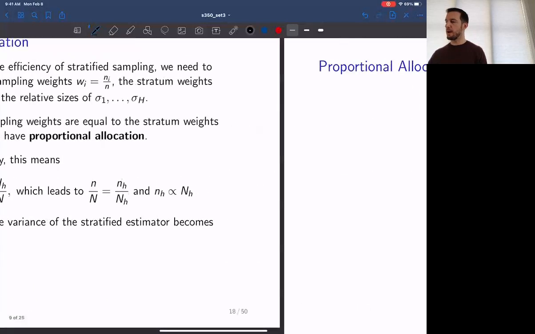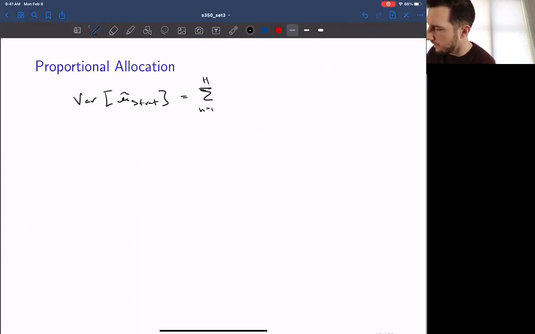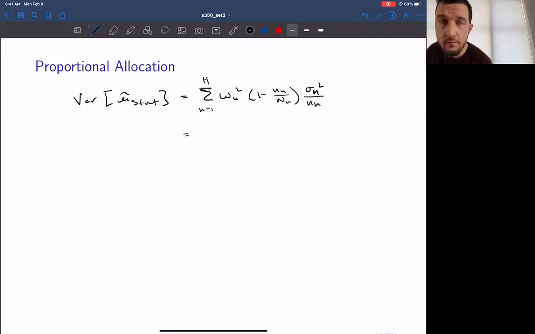So in doing this approach, what we have is the following. The variance for mu strat under the proportional allocation approach is going to be equal to the sum from little h equals 1 to capital H of WH squared times 1 minus little nh over capital NH multiplied by sigma squared h divided by little nh. All right, and then this is going to be equal to the sum from h equals 1 to capital H of WH multiplied by little nh divided by n. So this is an h, this is an n.